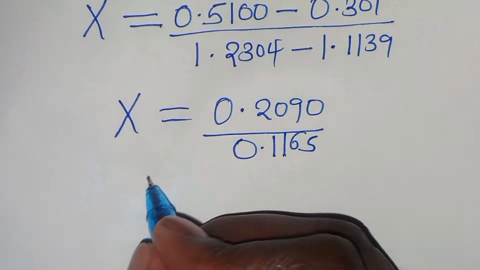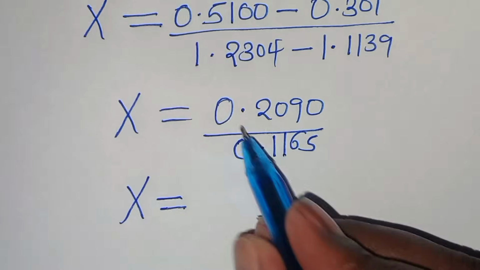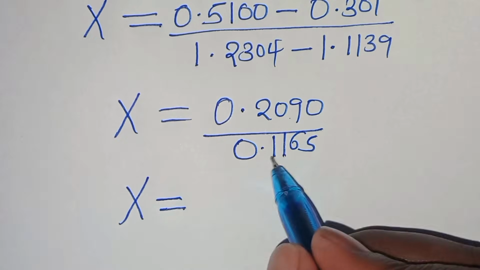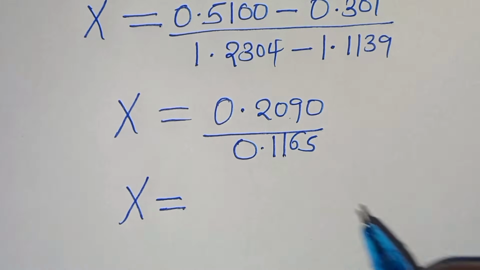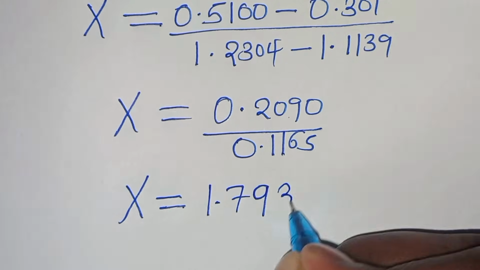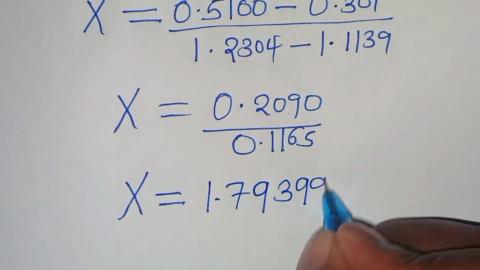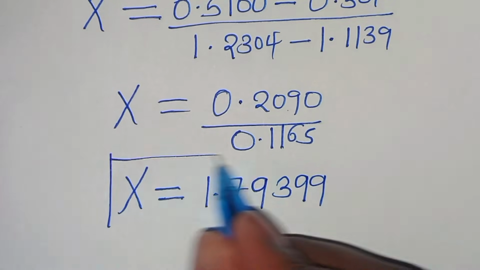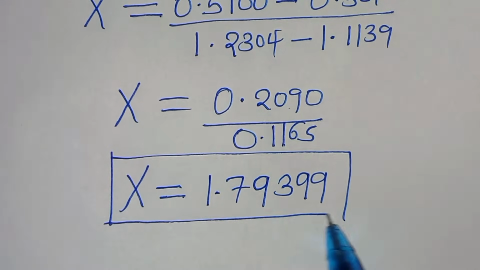So what we have here is that x is equal to 0.209 divided by 0.1165. This is 1.79399. So this is the value of x.